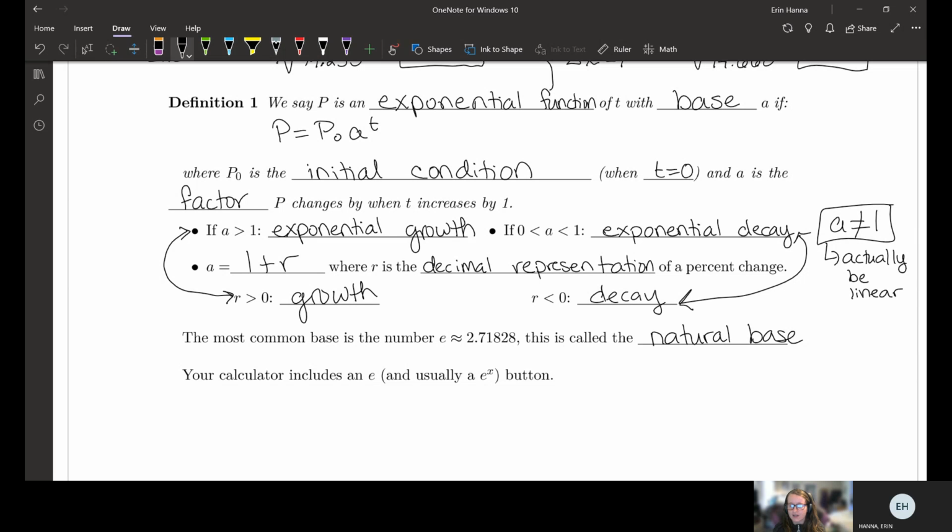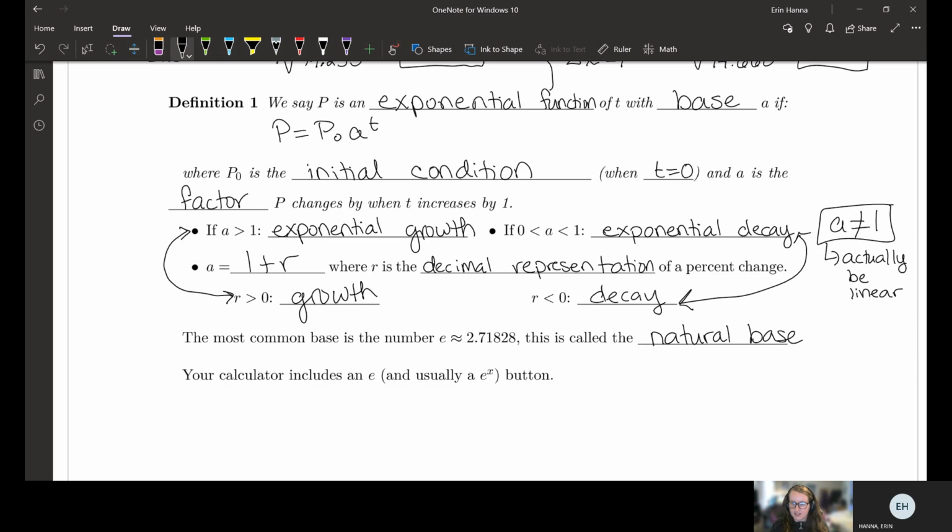Your calculator does have an e button and also usually an e to the x button. It kind of depends on your calculator where it is. So you can always Google your type of calculator, where is the e to the x button. Or I'm sure if you stare at it long enough, you should be able to find it because it is usually just, my calculator's getting blurred out, it is usually just on the main calculator piece. You don't have to click into any other setting to get it.